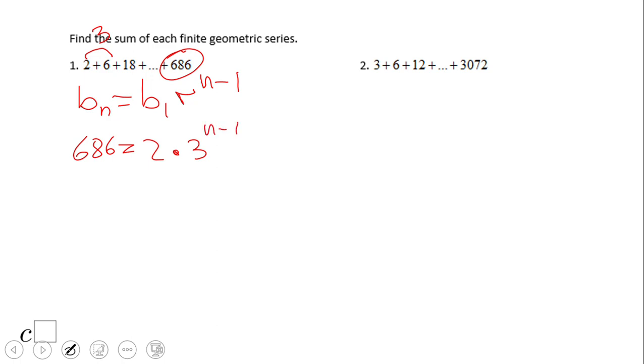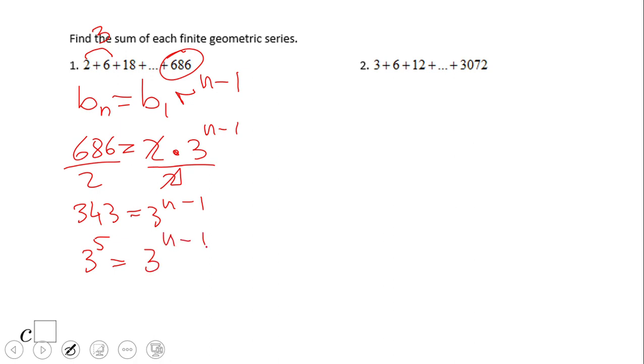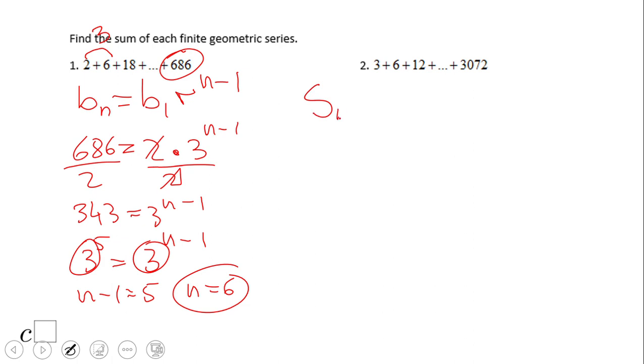So how do we find n here? First of all, we're going to divide by 2, and we have 343 equals 3 to the n minus 1 power. 343 is 3 to the 5th power, equals 3 to the n minus 1. Now we see n minus 1 equals 5, because we have the same base here, so n will be 6. Okay, by doing this, we can now go find the sum.